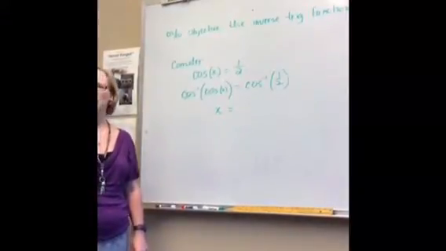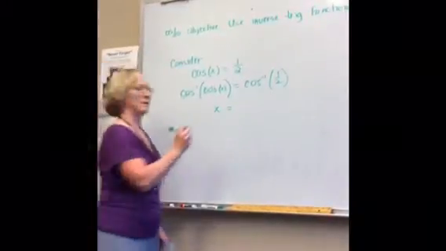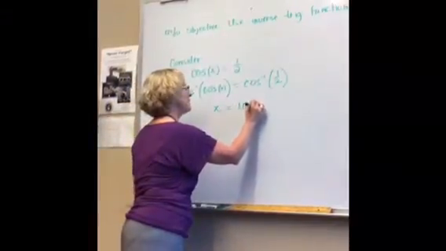Okay. And did you do it, Johanna? What'd you get? 1.047. Go with pi over 3.